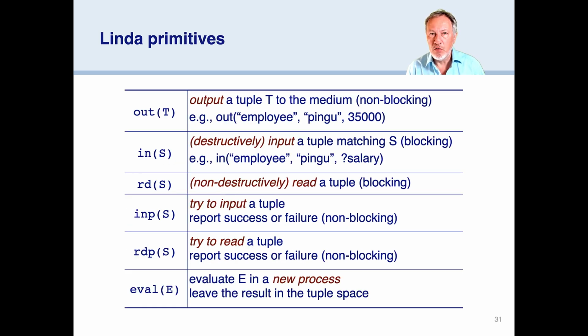So here's an overview of the Linda primitives. It's quite simple. This is all there is to it. First of all, we have out. Out takes as a parameter a tuple t. So for example, we can write out and then a bunch of values, a mix of strings and numbers. We can say out employee Pingu 35,000. And this operation is non-blocking. So that means you can perform this at any time and it will immediately create a tuple in the tuple space.